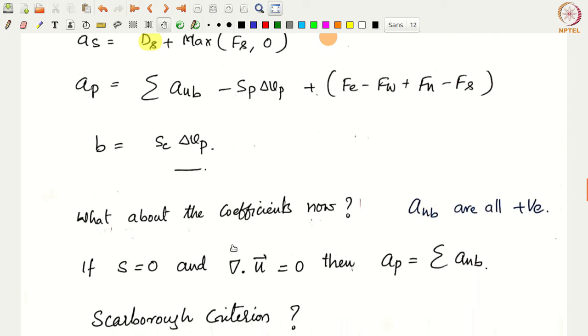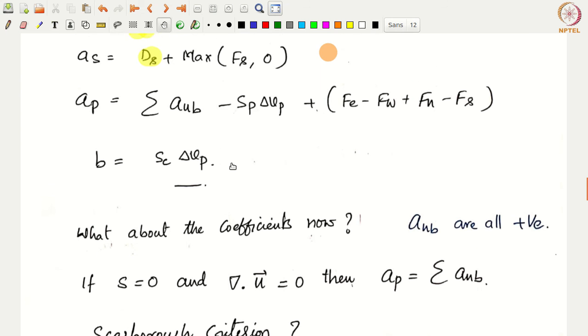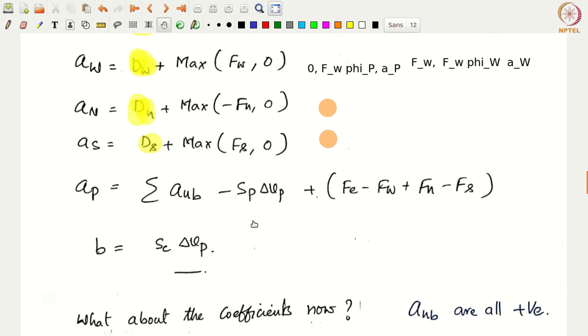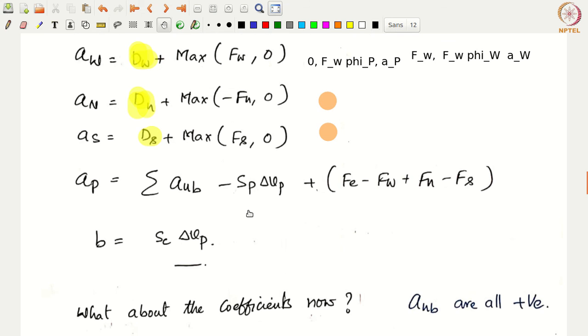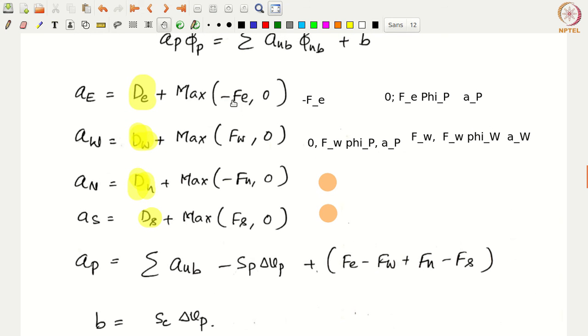What about the coefficients now? If you look at the coefficients, what is the property you have? All the coefficients are now positive, isn't it? The diffusion coefficients are always positive. What about the convection parts coming into play? If this is negative, this will become positive, it will be returned. If this is positive, this will be 0, right? So this is always positive or 0.